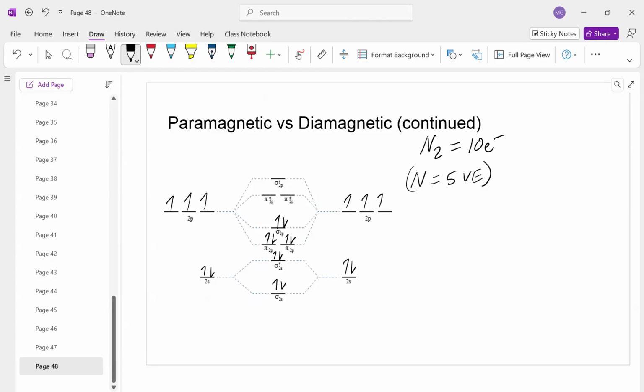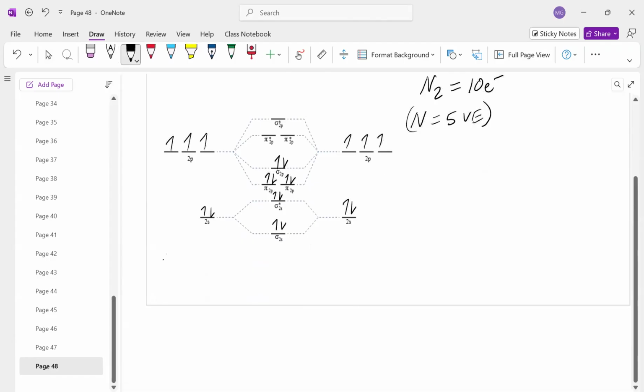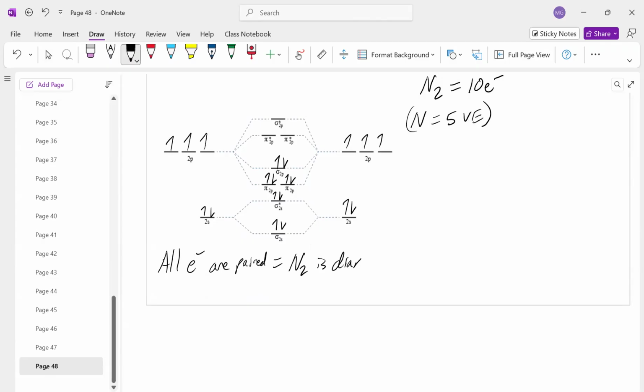Now, first of all, what do we notice about the electrons in terms of paired or unpaired? Are there any unpaired electrons? All electrons are paired. So that means nitrogen is diamagnetic. It is not attracted to magnetic fields. It's actually repelled by magnetic fields. A lot of times that repulsion is so small that it's really not noticeable unless you have really powerful magnets.